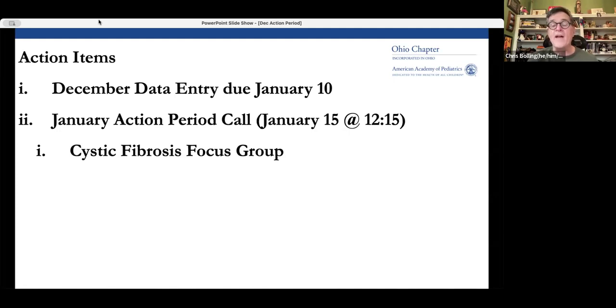So in place of the oral health session that we were originally scheduled for in January, because of the timing on this, we're going to be having a really important action period call on January 15th. We're going to have a very short introduction, and then we're going to do about a half an hour to 40-minute focus group with all of you. We're going to send out some questions. I want you to be putting on your thinking caps over the next couple of weeks. Nothing to do other than just be thinking about it.